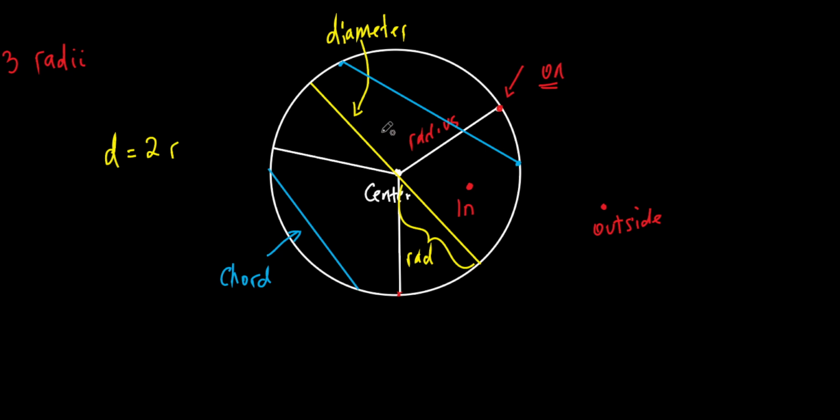What if I did this? What if I drew, let's go from here. What if I drew from here to there? That blue one right there. Let's change the color of it. We'll go pink. All right, what about that pink one right there? Is that a chord? Why not? It's got to hit the other side of the circle. That's right. Okay, so if I hit the other side of the circle, it doesn't matter where I hit.